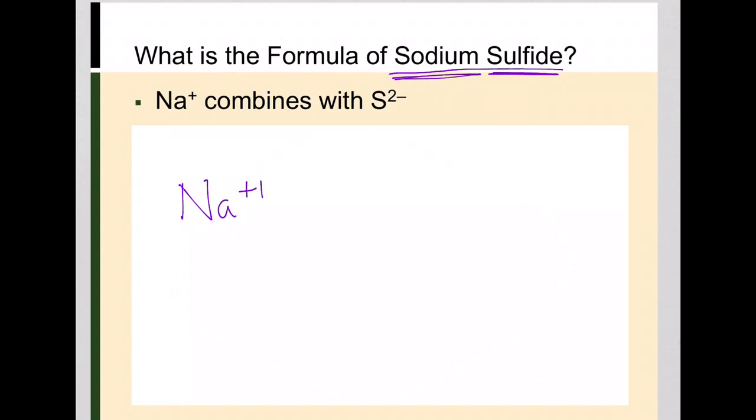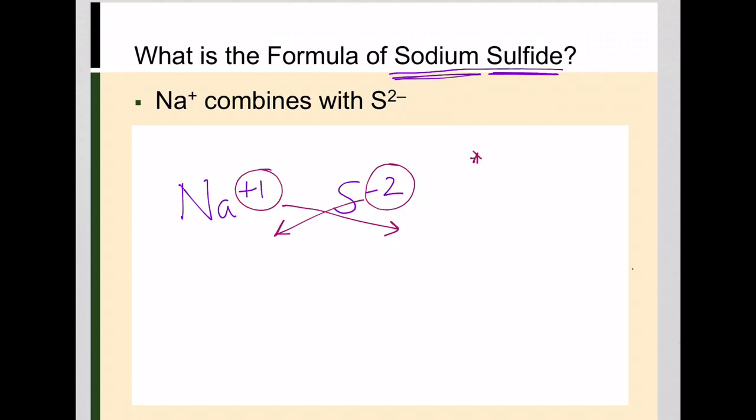So we find the element sulfur on the periodic table, see it's in group 16, and everything in group 16 had a -2 charge. So I'm going to write my ions like that. It does not matter if you write +1 or 1+, they mean the same thing. Same for -2 versus 2-. But here's where our crisscross comes in. So we write our ions first. We then are going to take our ion charges, crisscross them, and make them subscripts on the other element.